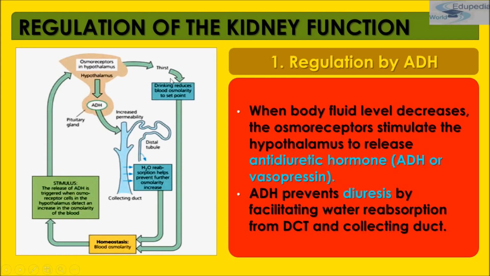Okay, and when a person feels thirst, then drinking reduces blood osmolarity to set point, and this is how it goes on. Or you can say that this is how osmoregulation takes place, by regulating ADH, that is antidiuretic hormone, and it is also called vasopressin.